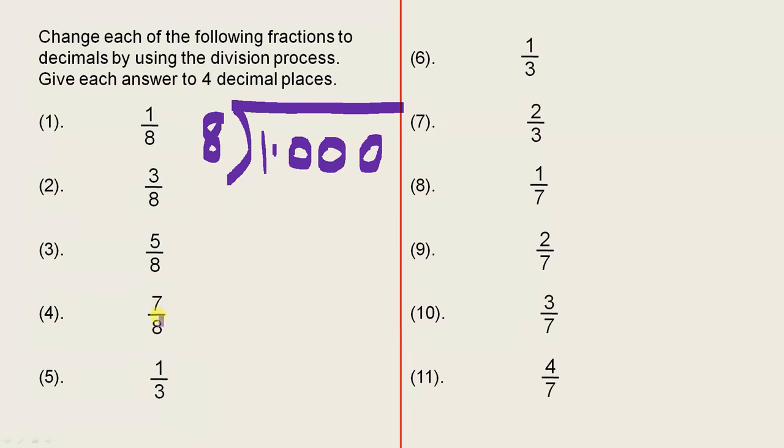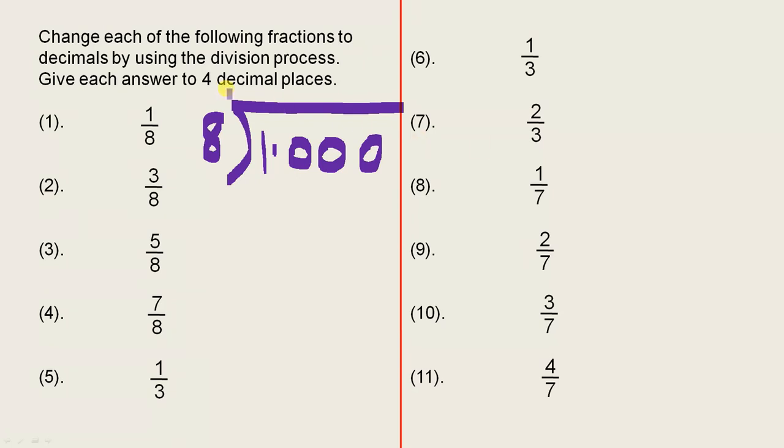The same here. 8 divided into 7.000, as many zeros as you want. So it's the same with all of these. The denominator is divided into the numerator. Now for some of them, you might have to put 5 or 6 zeros. And the reason you do that, you see if there is a pattern emerging. That is, are there repeating decimals?